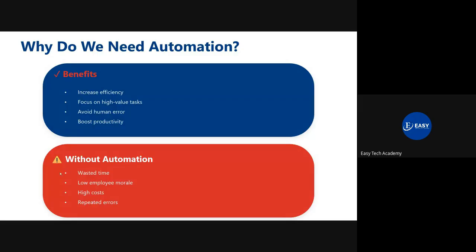It boosts productivity. Now, if there's no automation, number one is we have what? Wasted time. You spend more time on manual tasks. Let me give an illustration. You write the content, you edit the content, you post the content on Facebook, post it manually on Instagram, post it manually. You're wasting more time. Automation can help you schedule all your posts at once. Low employee morale. I don't know. For those who are doing 9 to 5, you agree with me.